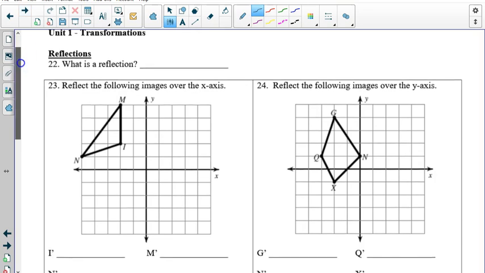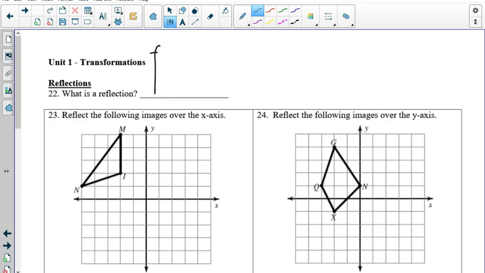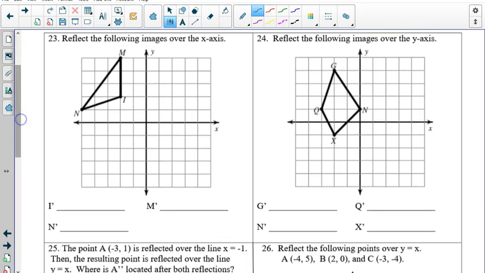Okay, Unit 1, transformations. A reflection. What is a reflection? It is a flip. Well, that's a big L, F. The flip. So, reflect the following images over the x-axis. Remember, it's a good idea to mark your x-axis. And now all you have to do is count.